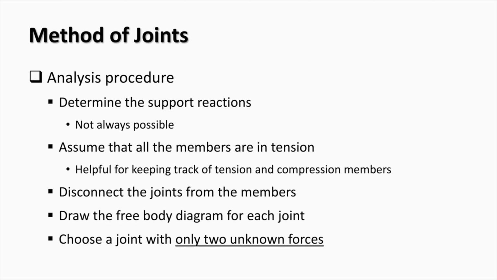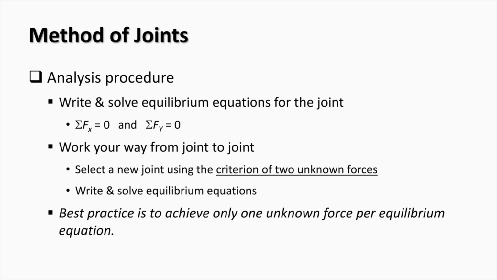The solution of the internal forces starts with a selection of a joint with only two internal forces applied, because only two equilibrium equations can be written for each joint. The internal forces are found from the equilibrium equations of the sum of forces. The solution continues, working from joint to joint. In the solution, each selected joint can only have two unknown internal forces for us to be able to solve. Best practice, when possible, is to achieve only one unknown force per equilibrium equation. This way, there isn't a need to go back to previous equations to find missing unknown forces.